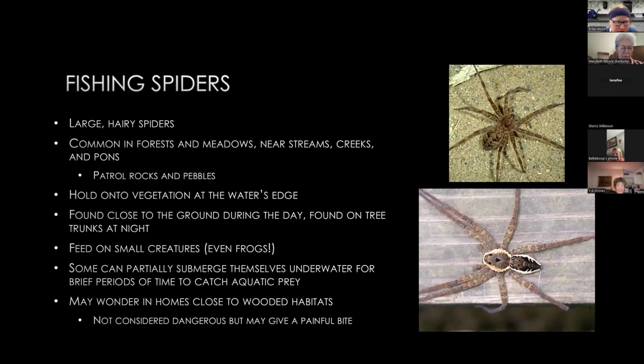Again, very rarely would they ever wander into a home unless your home is right in the woods by the river. I mean, they could bite. That bite may hurt a little bit, but just again, don't be handling these spiders just with your fingers, you know.